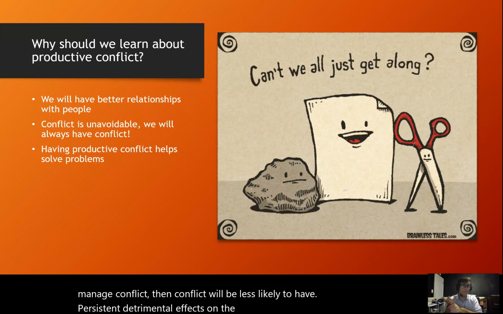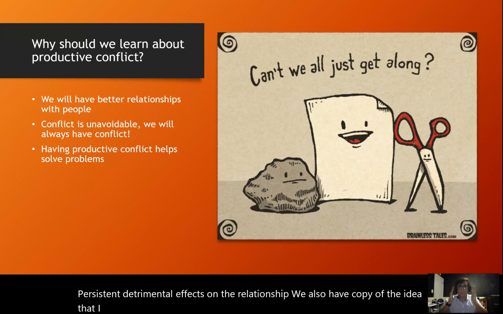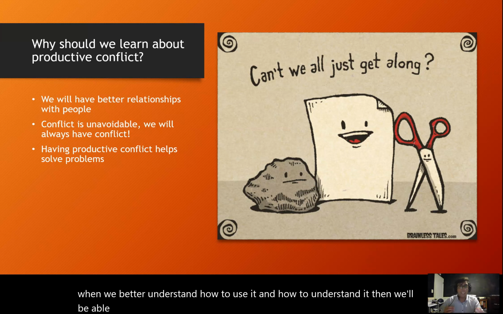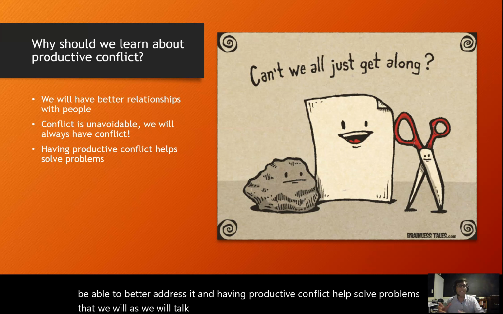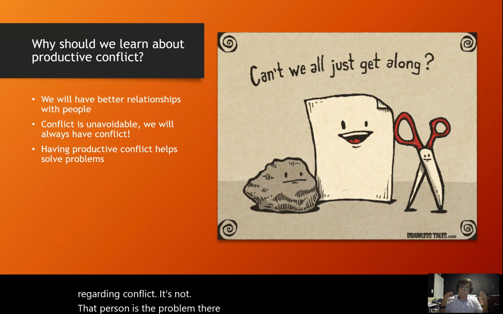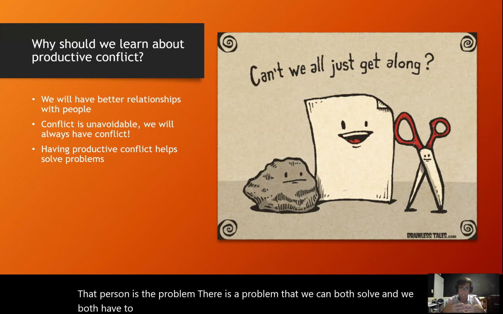We also have the idea that, obviously, conflict is unavoidable. There will always be conflict. So, when we better understand how to use it and how to understand it, then we'll be able to better address it. And having productive conflict helps solve problems, because as we will talk about, we are not going to have a person orientation regarding conflict. It's not that person is the problem. There is a problem that we can both solve, and we both have to work together to solve.